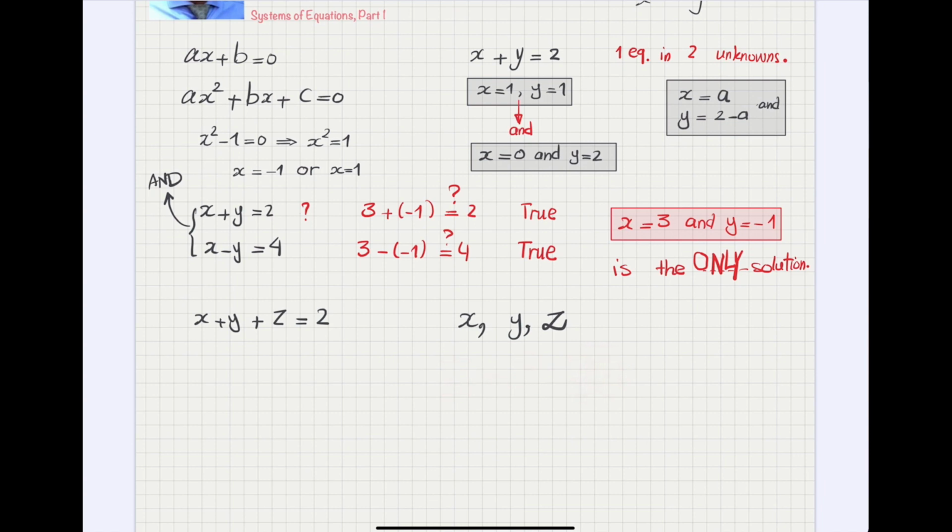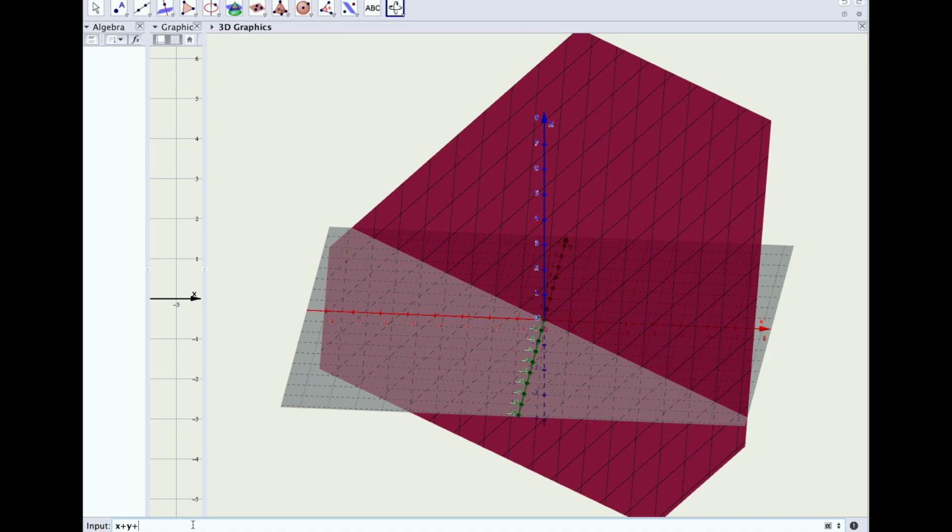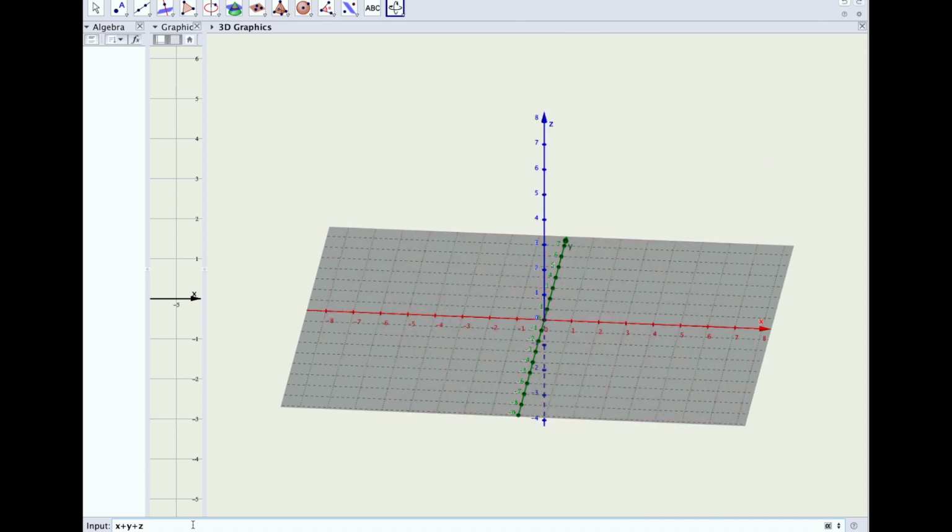So let us try to see what happens if I use GeoGebra to draw the graph of this one. Of course, you shouldn't expect to get a flat object at ground level, in the gray plane, because there is another variable involved in this problem. So if I go here and type x plus y plus z is equal to 2.